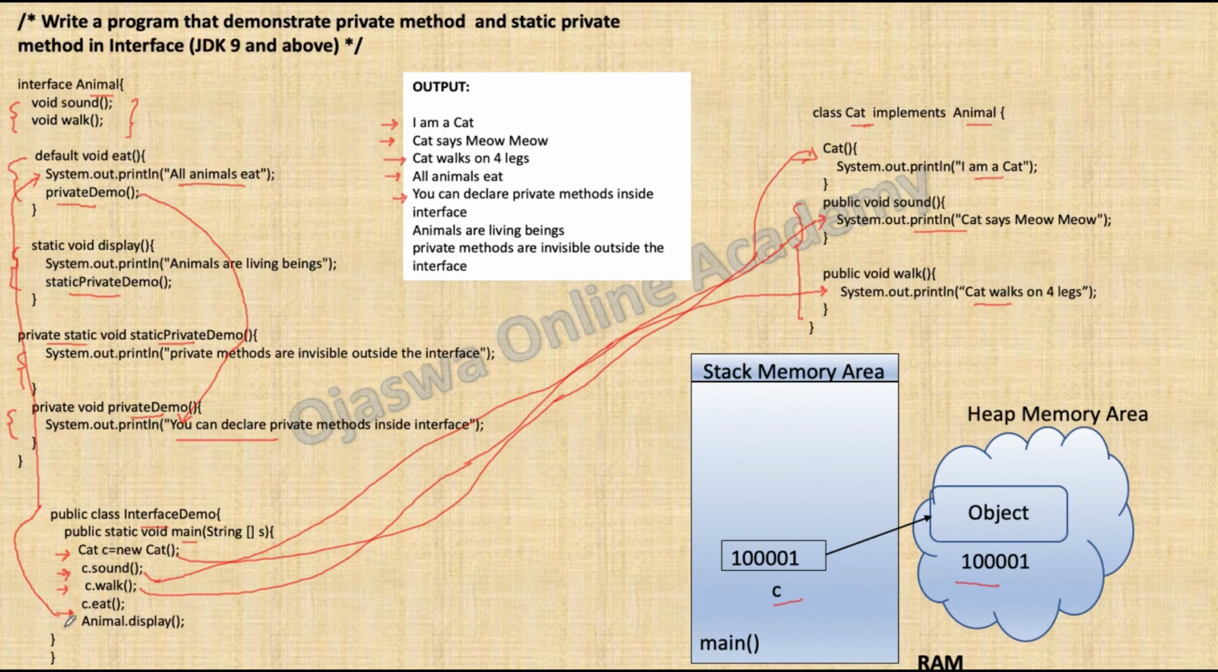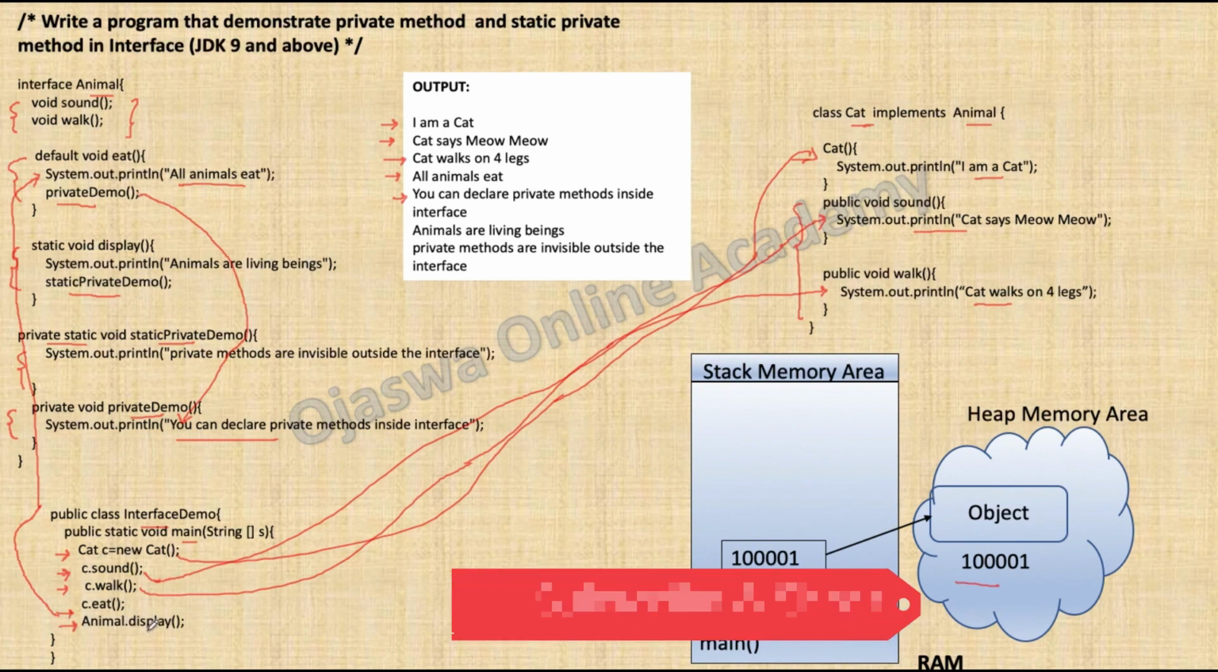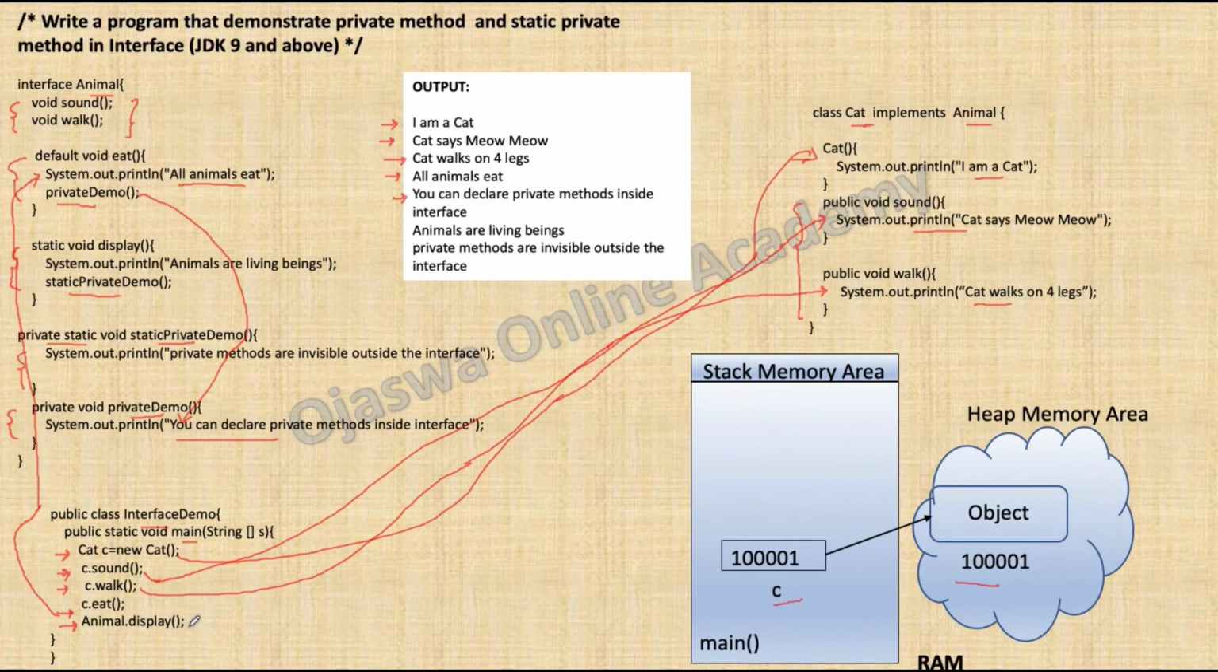Then control returns back, and the next statement executed is Animal.display. So from here control of execution will go to the static method display inside interface Animal over here, and the code inside will execute. Animals are living beings. This is printed to the console, and the next is a call to the static private demo method. So from here control of execution will go to the definition of the static private demo method, and the code inside will execute. Private methods are invisible outside the interface. This is printed, and control will come back and your program terminates.